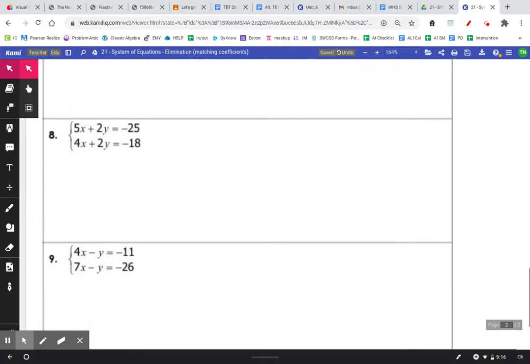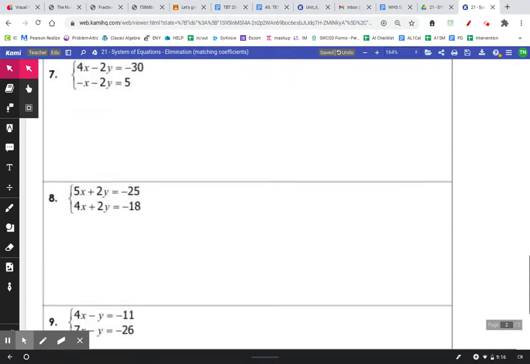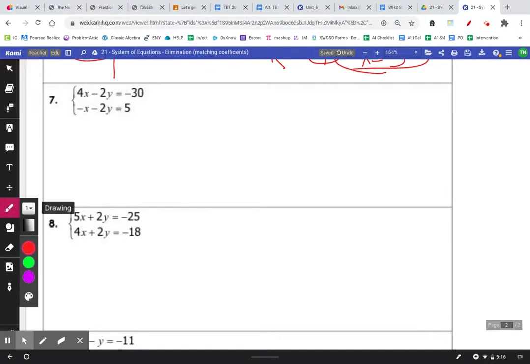Let's go down to example 8 right here. Example 8, again, we want to make sure everything is stacked. They are, right? We have our x's, our y's, our equal signs, and our coefficients all lined up. I'm going to eliminate. What am I going to eliminate? Not my x's because they're not the same. I'm going to be eliminating my y's here because 2y minus 2y is going to give us a 0.